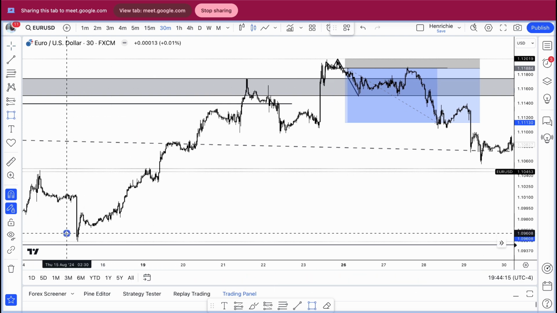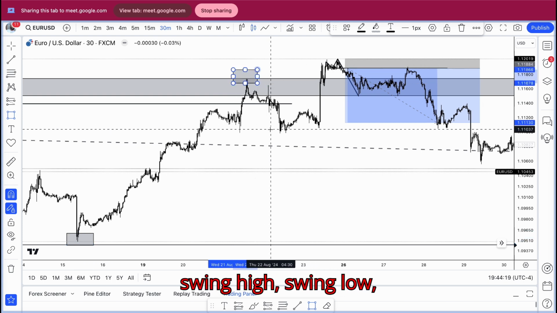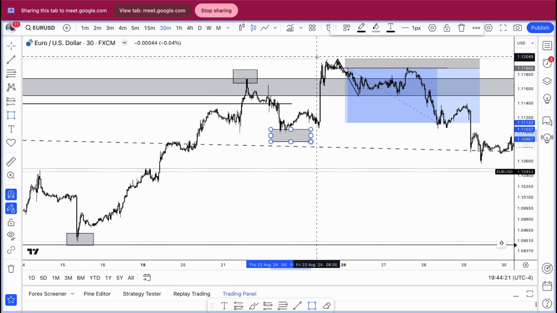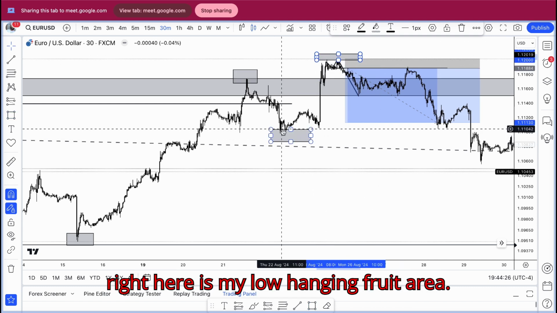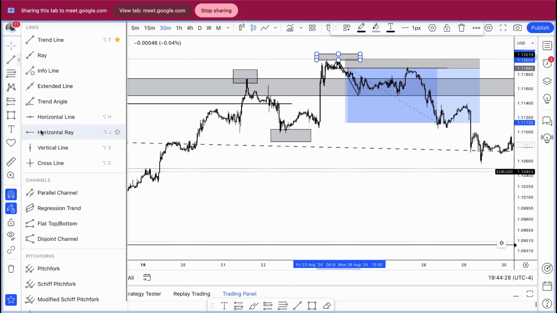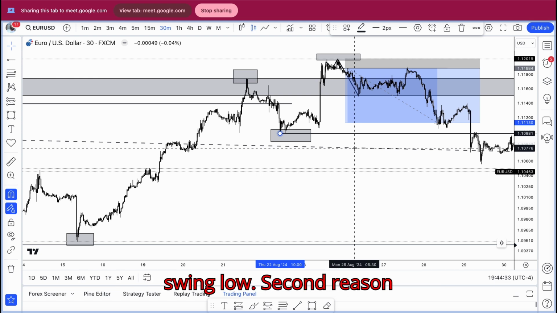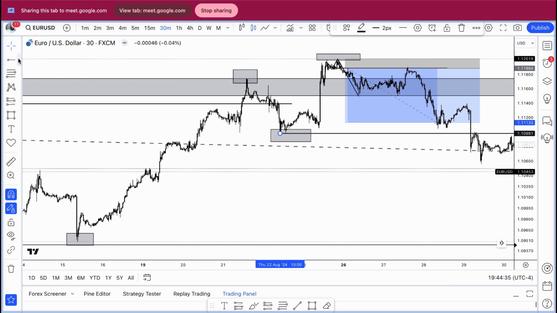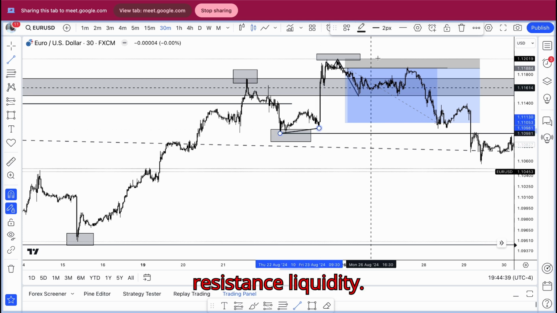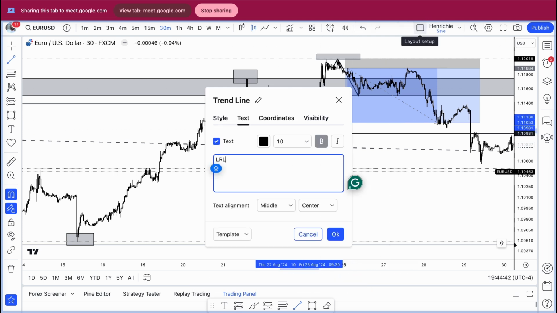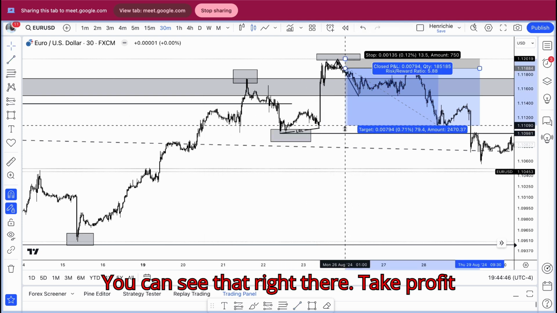So if we're looking at, we have swing low, swing high, swing low, swing high. This right here is my low hanging fruit area. First reason, because it's a 30-minute swing low. Second reason, because of low resistance liquidity. You can see that right there. Take profit position.